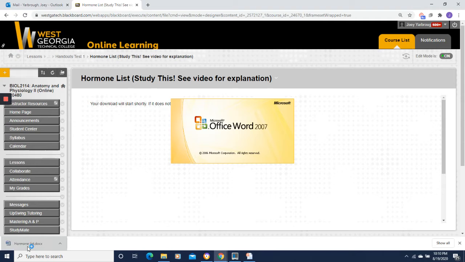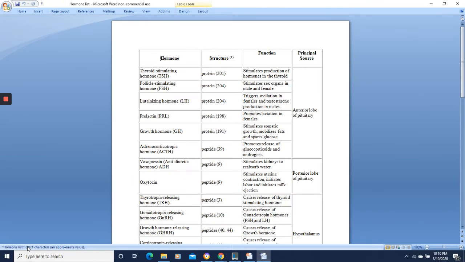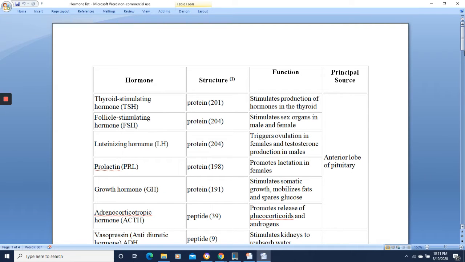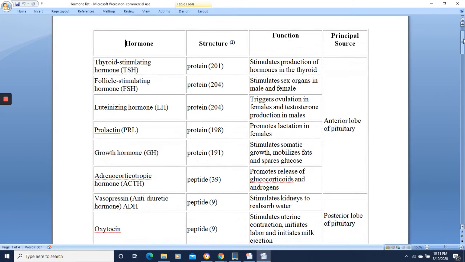So this is going to be a list of all the hormones that you need to know. This is not a complete list. This is only a partial list of the hormones in the body, but these are the main ones that are working for us right now. These are the main hormones that we have that do a lot of things for us. So if you'll look at the chart, it's going to tell you a couple of things.